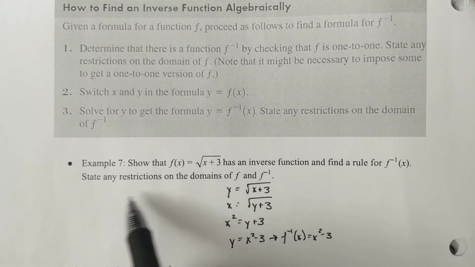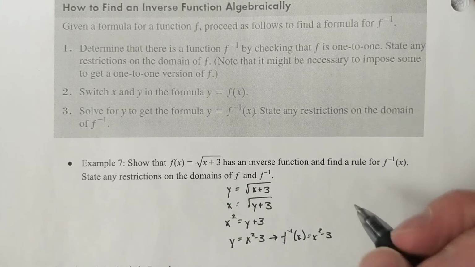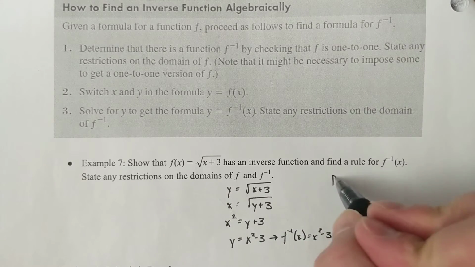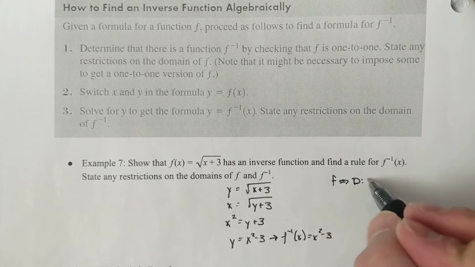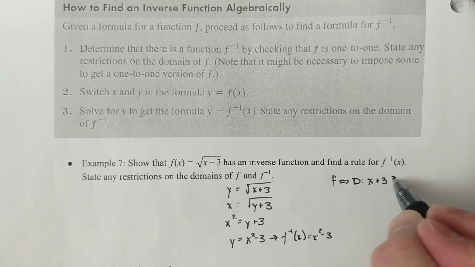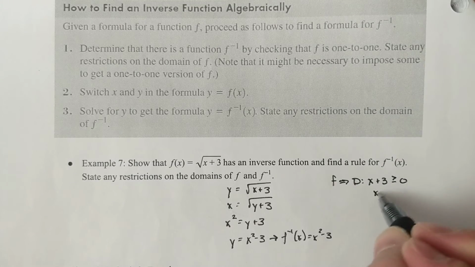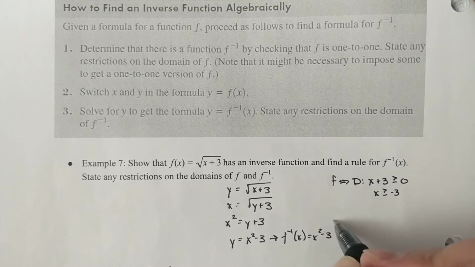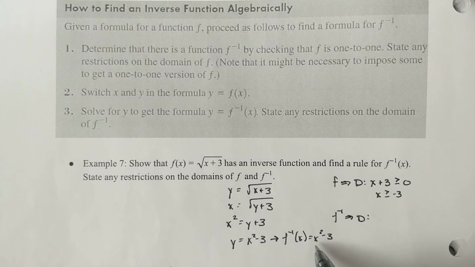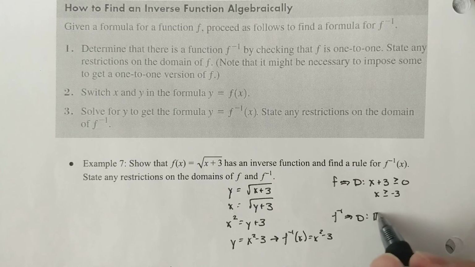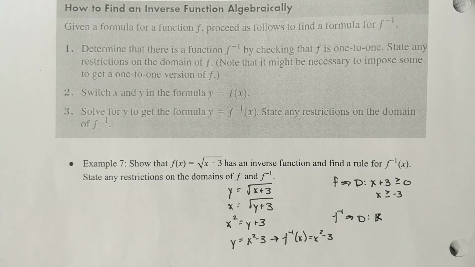It says to state any restrictions for the domains, so we have to check the domains for both. For f, the domain, it has a square root, so the stuff underneath the square root must be greater than or equal to 0. So x must be greater than or equal to negative 3. For the inverse, this has no square roots, no fractions, so the domain is all reals. And that is the end of this section.